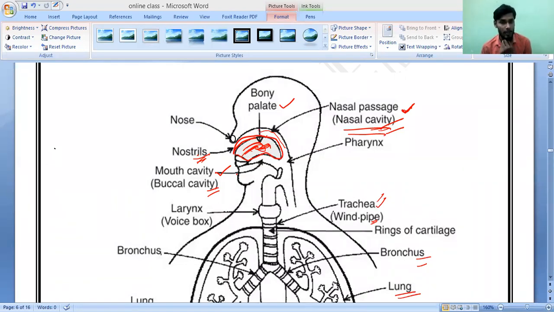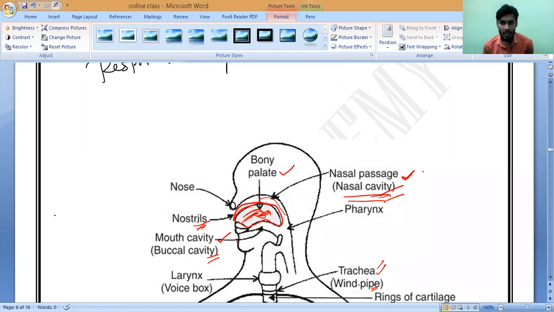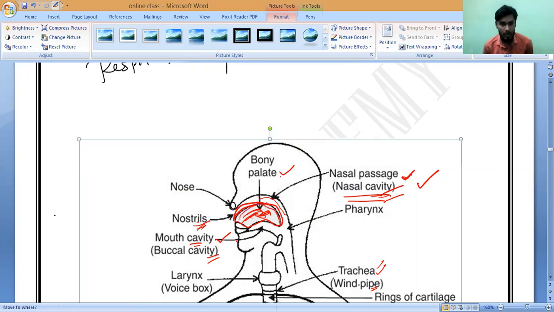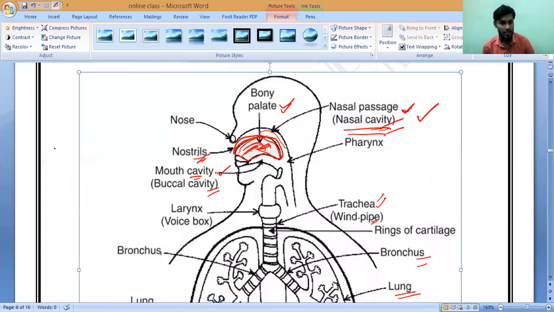The nasal passage is separated from the mouth cavity, or buccal cavity, by the hard bony palate, so that we can breathe in air even when we are eating food. Because of this separation, our nostrils and nasal passage and our mouth cavity are separated by a hard bone. That is why during eating we can breathe at the same time, as well as eat through the buccal cavity. Do you understand, all of you?